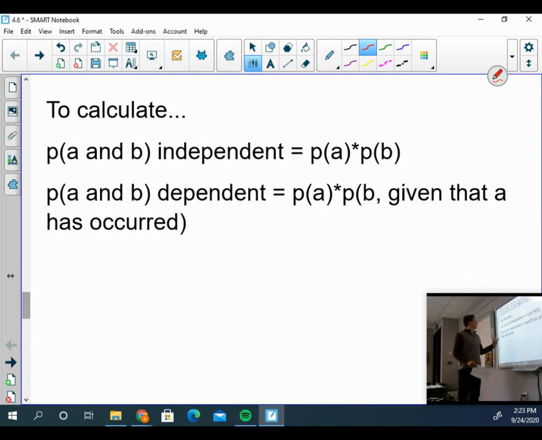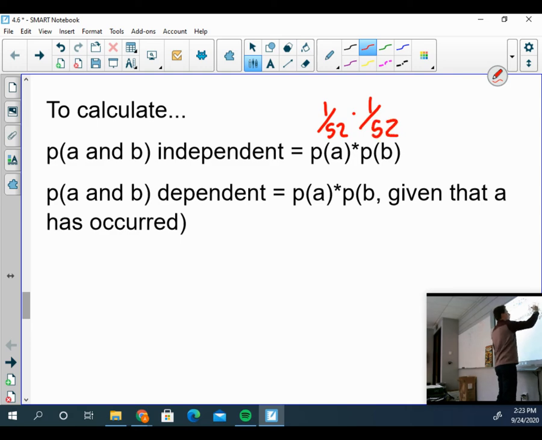So how do we calculate independent and dependent events? Well, this is a fancy way of writing, and I want you to write it down, but it's a fancy way of what we did with the cards earlier. If the events are independent, just multiply the probabilities. What you should think of here is I did what? 1 over 52 times 1 over 52. Okay? That's what we did earlier.